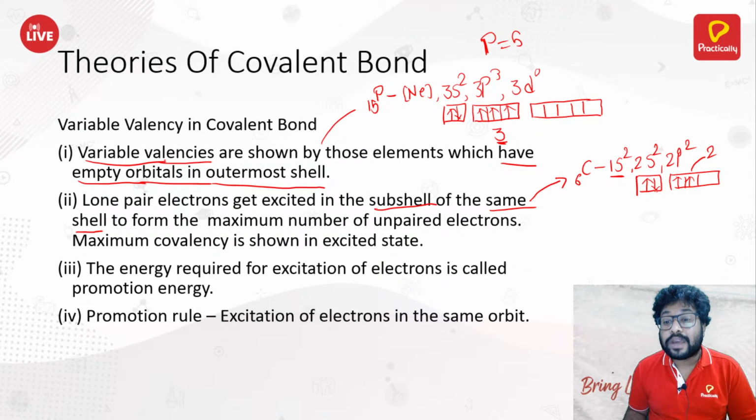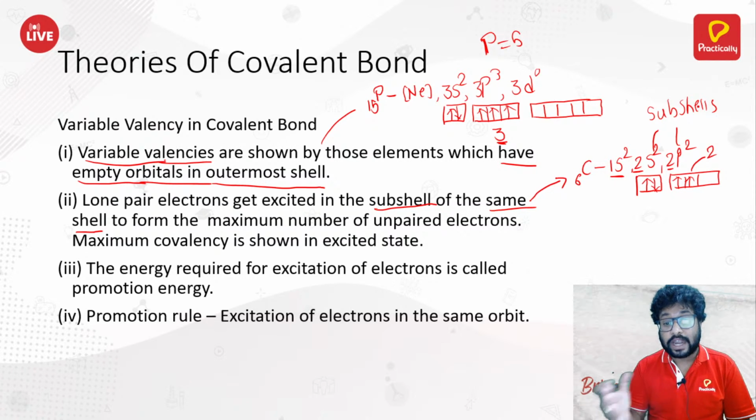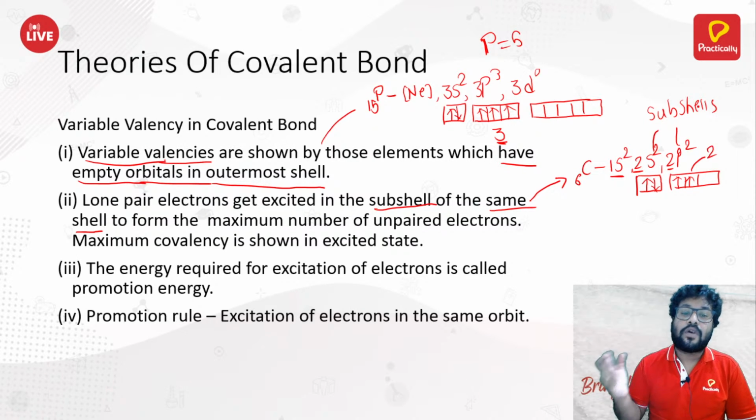So this lone pair gets promoted to the subshell of the same shell. Which is the same shell? The second shell. And it goes from S to P. S and P are subshells. So that is the point: the lone pair of electrons gets excited into the subshell of the same shell to form the maximum number of unpaired electrons. That is how covalency is shown in the excited state.